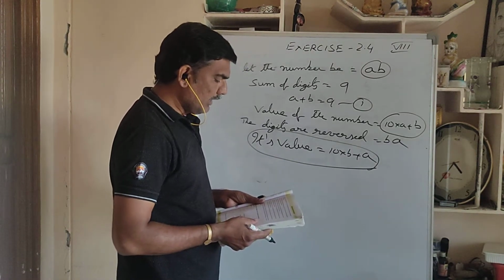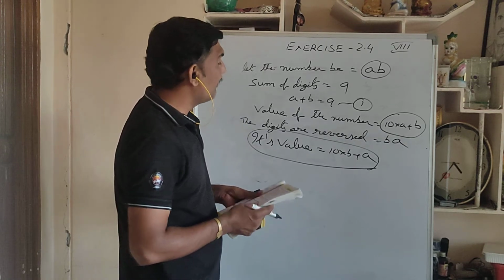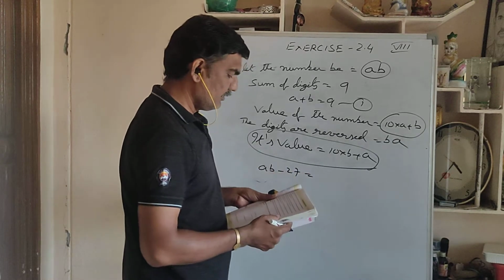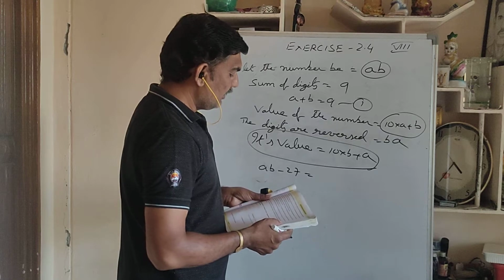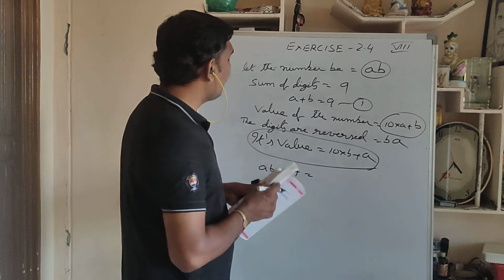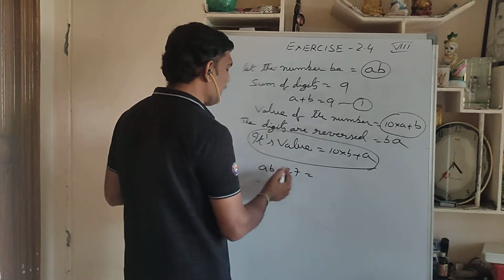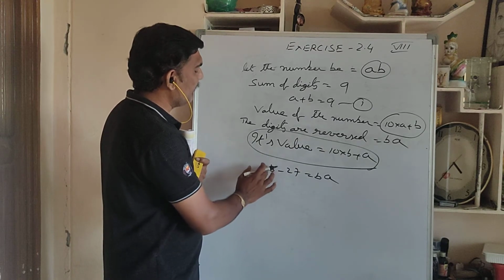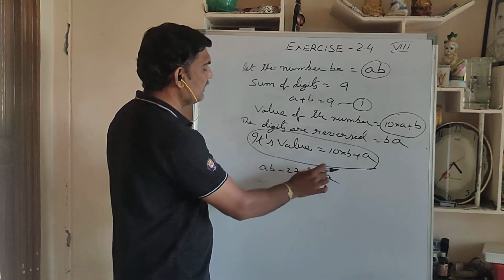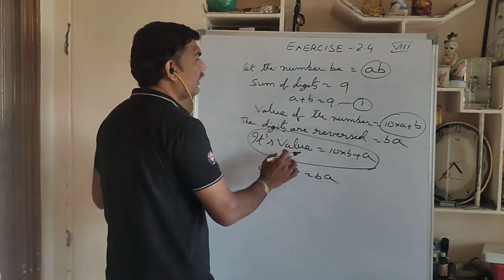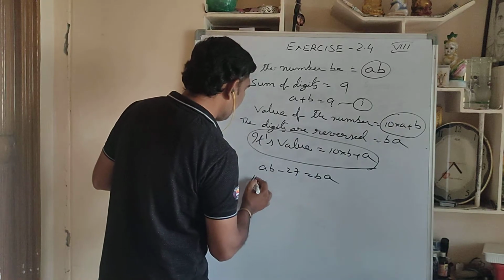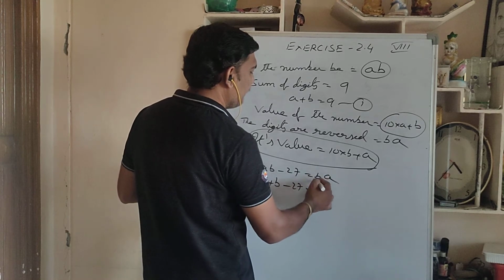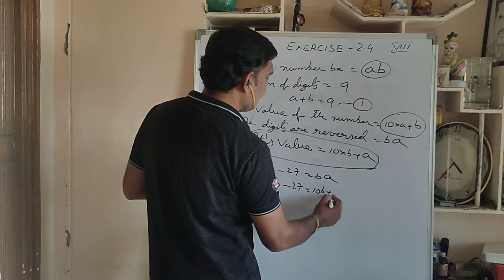Again I'll read the question. If 27 is subtracted from the number AB, what he did is he subtracted 27. Then what happened? From the number, its digits are reversed. Its digits are reversed means AB became BA. From that number, if you subtract 27, the digits are reversed. So for AB you take its value: 10A plus B minus 27. BA means its value is 10B plus A.